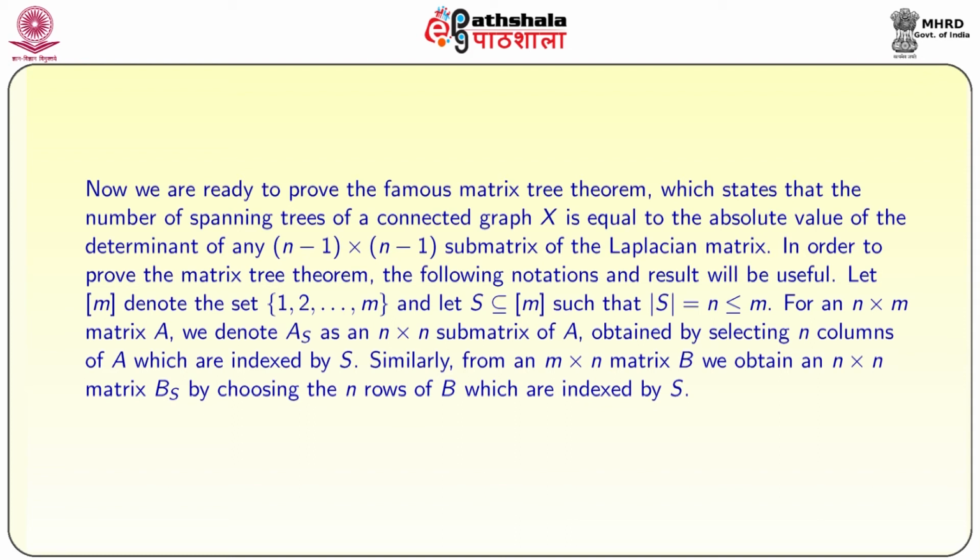Let the box of M denote the set 1, 2, 3 and so on up to M, and S is a subset of box of M such that the modulus of S, that is the number of elements in S, is equal to n, less than or equal to M. For an n by M matrix A, we denote by A_S the n cross n submatrix of A obtained by selecting the n columns of A which are indexed by S. Similarly, from an M by n matrix B, we obtain an n by n matrix B_S by choosing the n rows of B which are indexed by S.